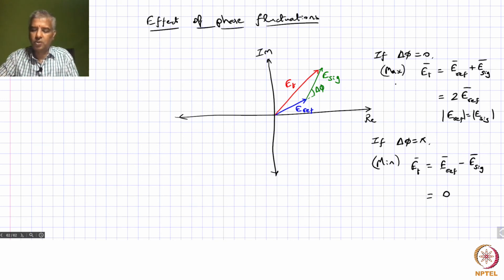However, things are not so easy. Okay, it's not so easy in a realistic condition. Why? Because each of these signals, each of these quantities, electric field quantities, are corrupted by noise. Okay, so where does the noise come from?